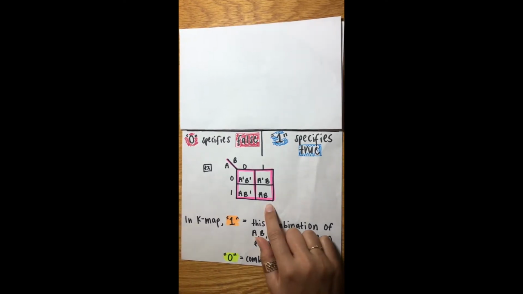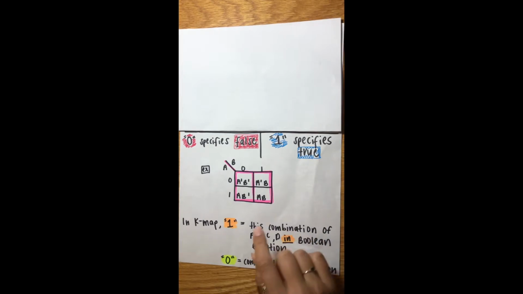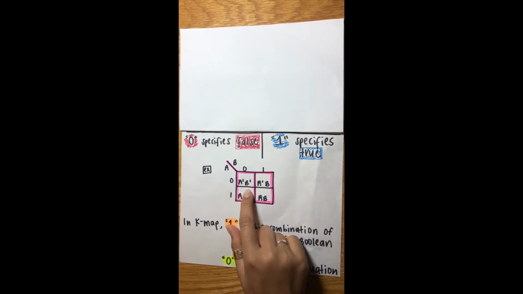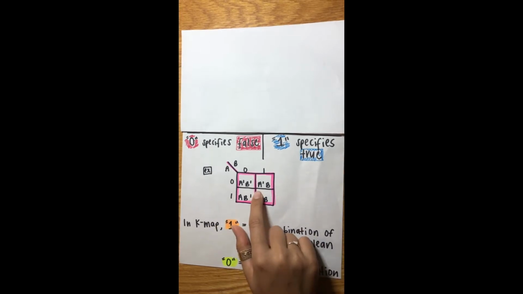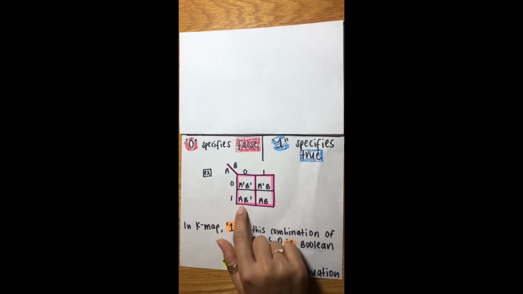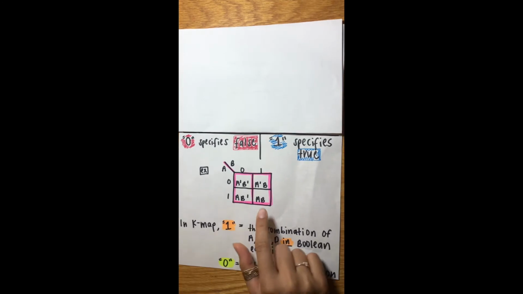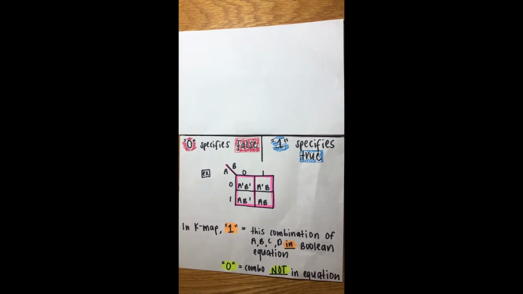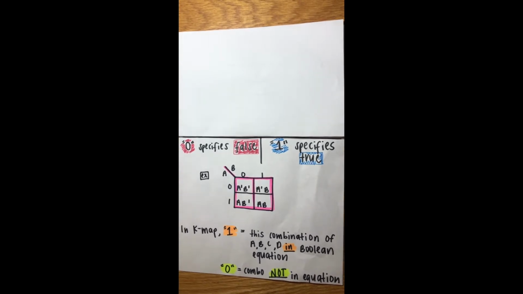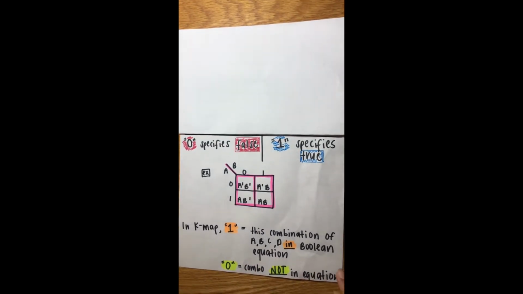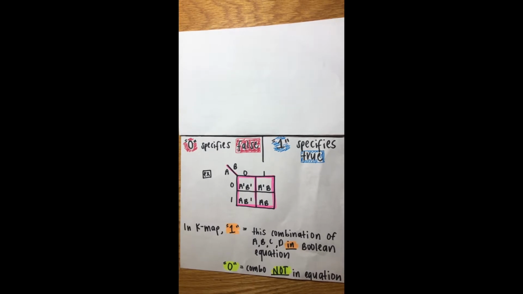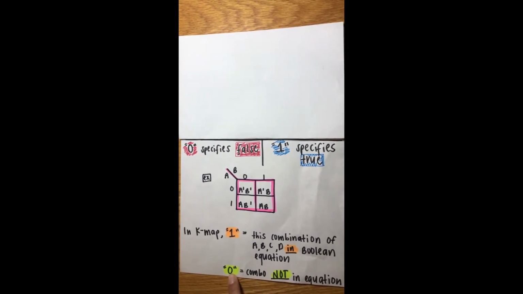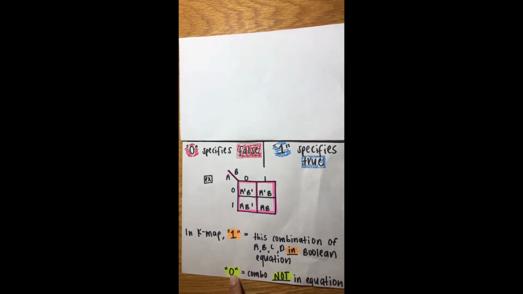Here is an example of what a K-map looks like, and if you can see, 00 means not A, not B, 01 means not A, B, 10 means A, not B, and 11 means A, B. So in the K-map, a 1 means that there's a combination of A, B, C, D in the final Boolean equation, and 0 means a combination is not in the equation. This can also be noted as just a blank space in the chart.